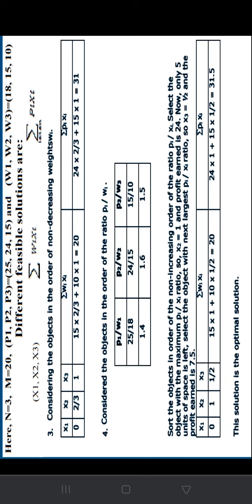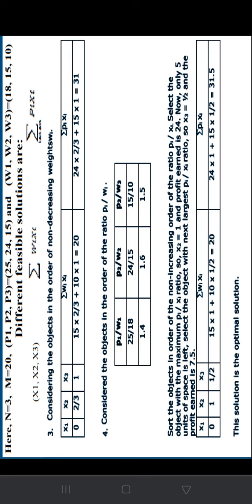Now we go for the next greedy approach, that is the fourth solution, where we choose the order of the ratio Pi by Wi. That means we are using the Pi Wi ratio: P1 by W1 is 25 by 18, 1.4. Likewise, P2 by W2 is 24 by 15, 1.6, and P3 by W3 is 15 by 10, which is 1.5. Okay. So among these three, 1.6 is the highest. So we have to choose the highest Pi by Wi ratio.